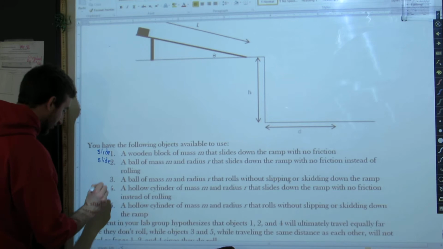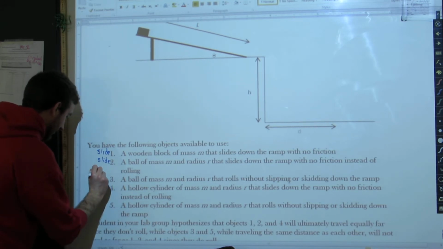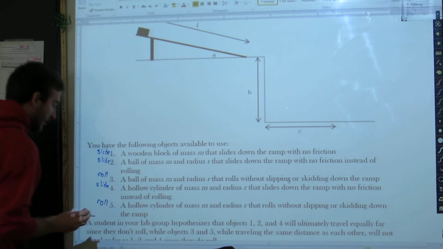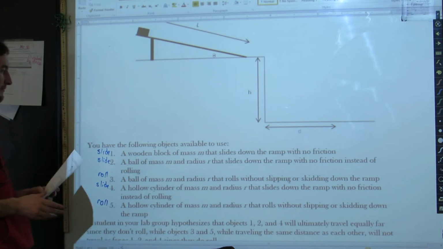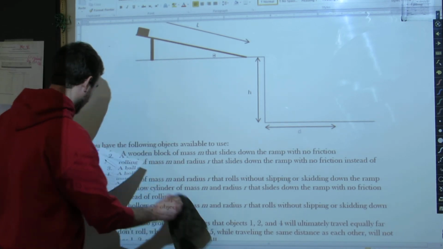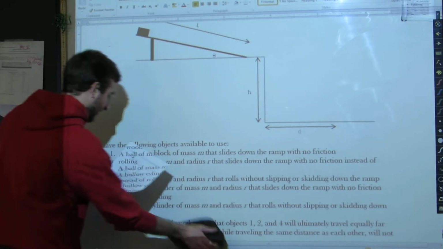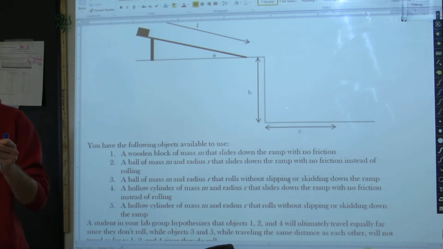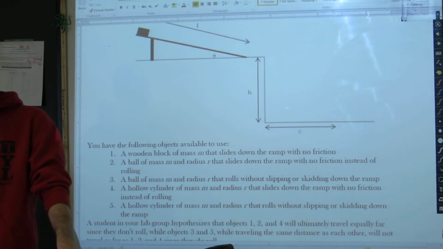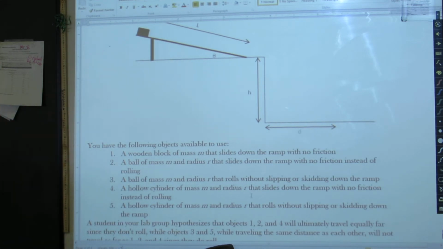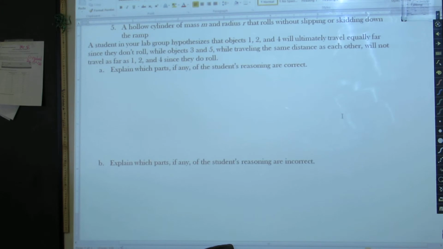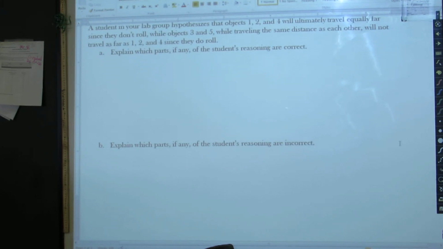And it turns out that actually makes a difference in terms of where they will land and how fast they will move. And they're different shapes, okay? Now, you have a student in your lab group who hypothesizes that objects 1, 2, and 4, the sliding objects, will ultimately travel equally far since they don't roll, while objects 3 and 5, while traveling the same distance as each other, will not travel as far as 1, 2, and 4 since they do roll. Your first task is to explain which parts, if any, of the student's reasoning are correct, and which parts, if any, are incorrect.